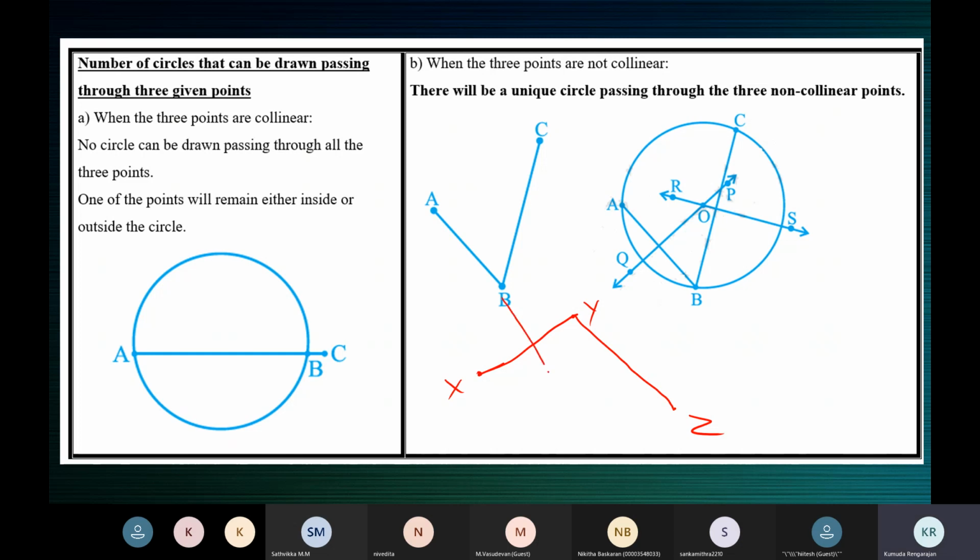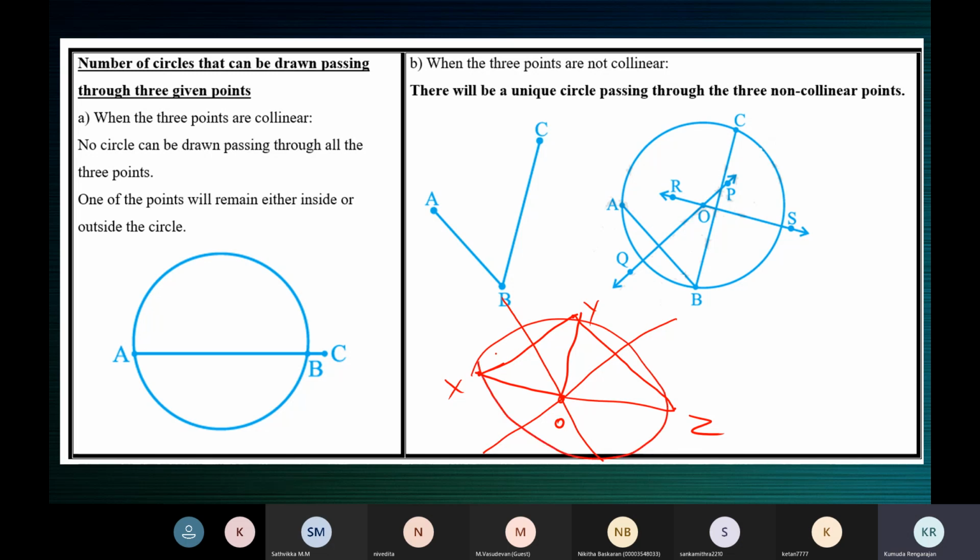Construct the perpendicular bisector of XY. Construct the perpendicular bisector of YZ. Let them meet at O. Now with OX or OY or OZ as radius, draw a circle. You will see that the circle will pass through the 3 points X, Y, and Z.